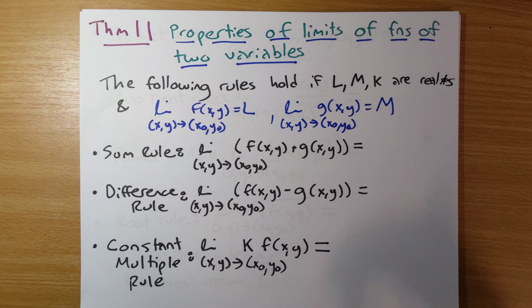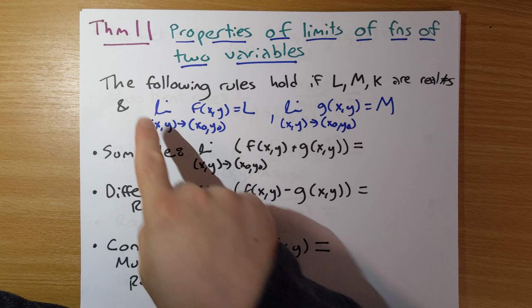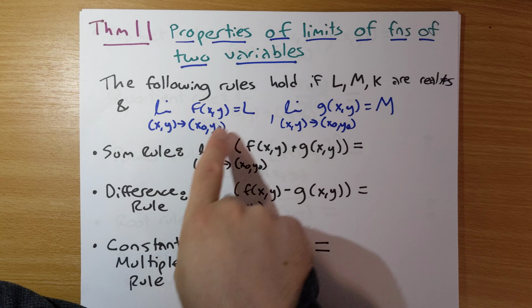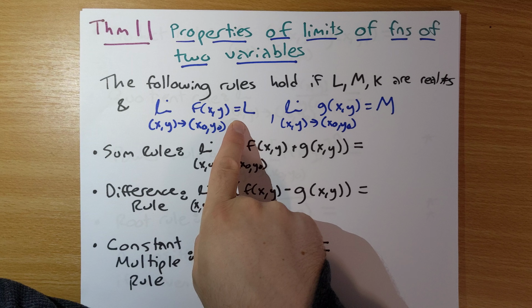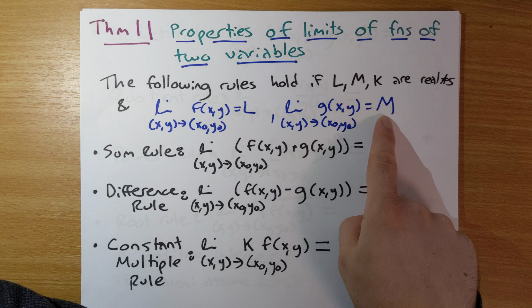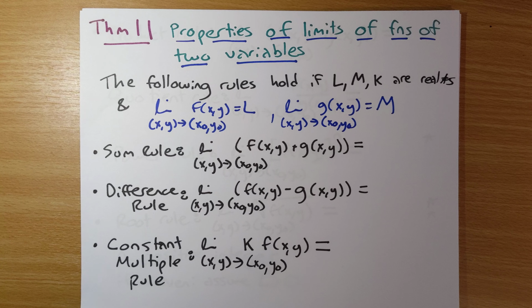Unsurprisingly, for these limits of functions of two variables, we have lots and lots of limit laws, properties, whatever you want to call them. I've got a couple pages of notes here just to go through all of these rules. So the following rules hold if L, M, and K are real numbers. The limit as (x,y) goes to (x naught, y naught) of f(x,y) is equal to L. The limit as (x,y) goes to (x naught, y naught) of g(x,y) is equal to M. K is going to be a real number that we're going to sometimes multiply by here. So let's just crunch these through one by one.